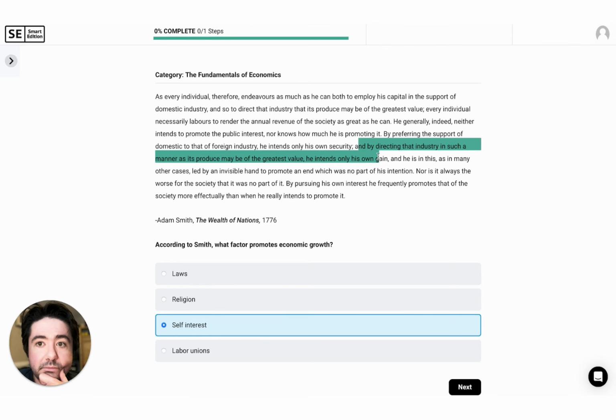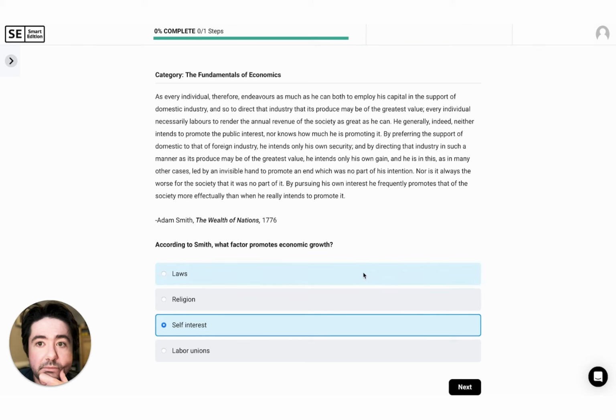And by directing that industry in such a manner as its produce may be of the greatest value, he intends only his own gain. So if I start a business, I want to do well. But like I said earlier, I don't care about any other business that does what I do. I don't have any ill will against them, but I want to succeed. And if they have to fail to do it, so be it. So self-interest runs modern capitalism. Keep that in mind.